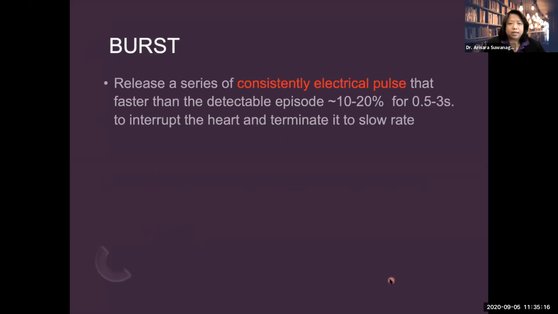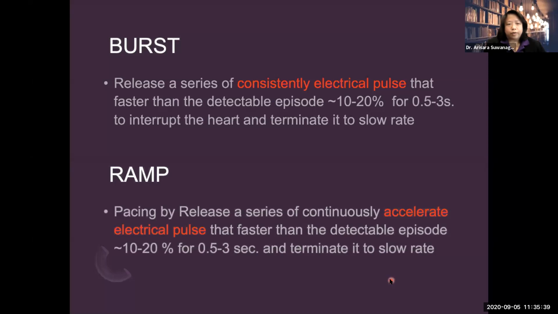The burst is consistent pacing faster than the rate of the tachycardia, around 10 to 20%, and you pace for a few seconds. You want it to pace to interrupt the tachycardia and make the fast heart rate terminate and slow down. The ramp is a bit more aggressive. It accelerates the electrical pulse with every beat that you pace, so it's going to be faster in every single beat.